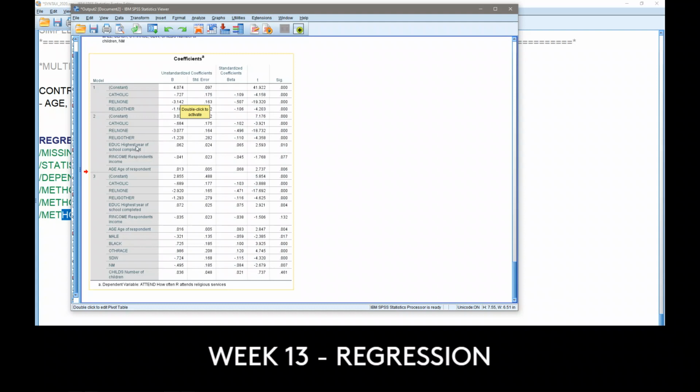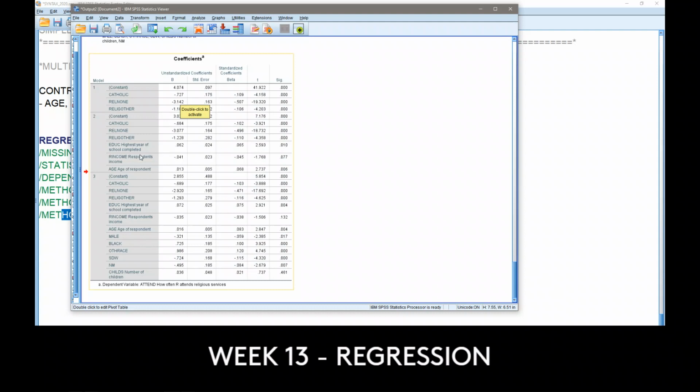Okay? Now, let's interpret education. This is a positive coefficient. So for each unit increase in education, there is an associated 0.06 unit increase in religious attendance, and that is statistically significant at the 0.01 level.